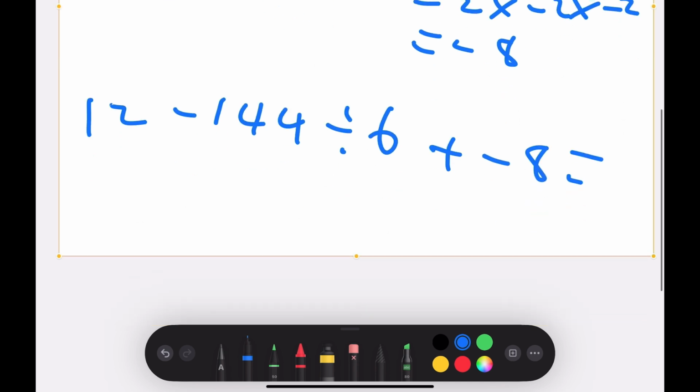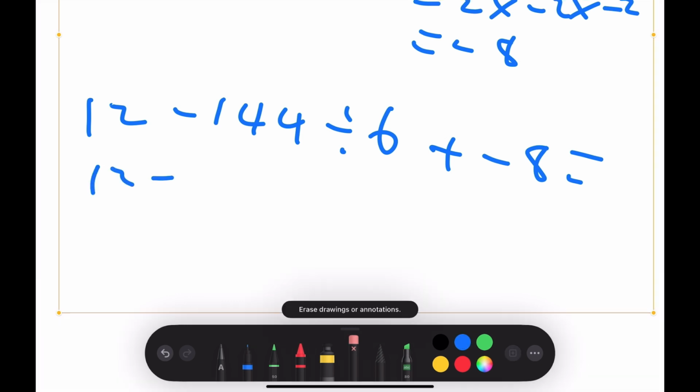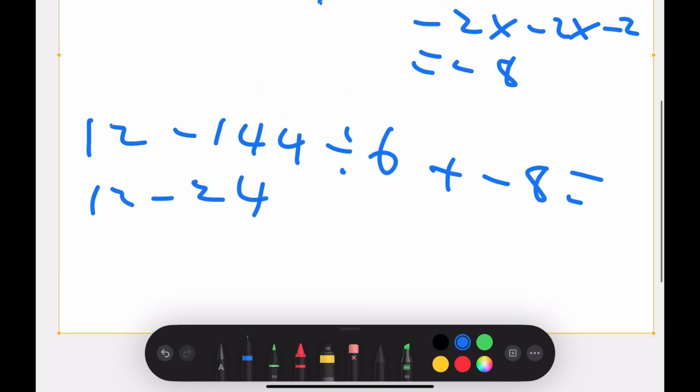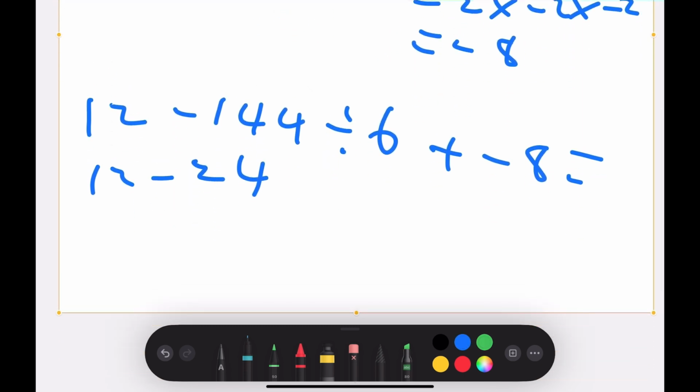So now let's simplify this. So what we do next is division, as division comes before adding and subtracting. So we'd have 12 minus whatever 144 divided by 6 is. So 6 goes into 14 twice and would have a remainder of 2, and 6 goes into 24 4 times, so it'd be 24. So if you couldn't work that out in your head, you'd have to use the bus stop method. So let's quickly check that by doing the bus stop method.